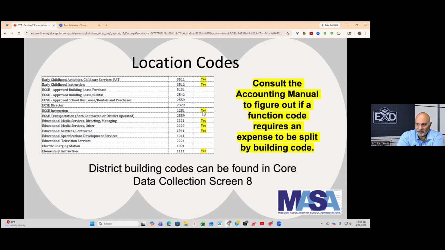Transportation, ECSE transportation does not have to be split, but ECSE instruction does. So that kind of helps you there. And it's important that you understand that when you start expending things that benefit all buildings across the district.